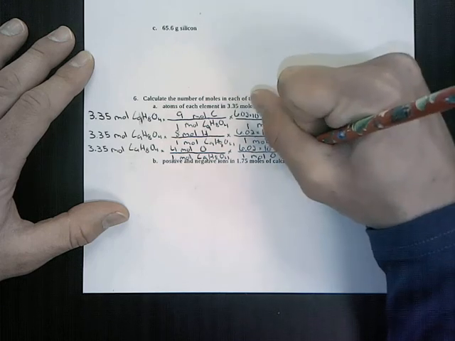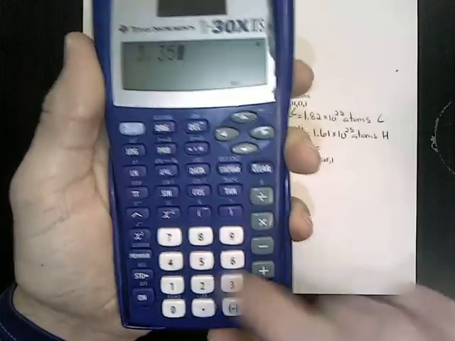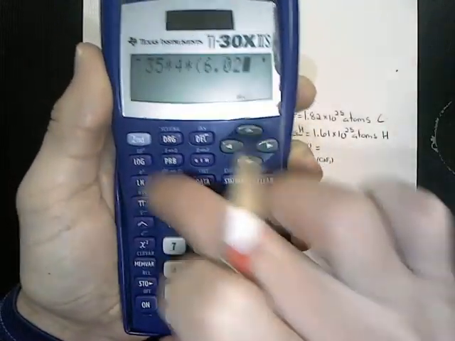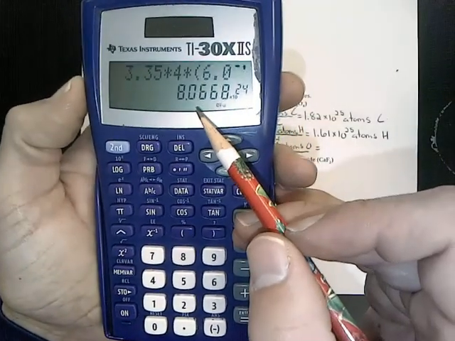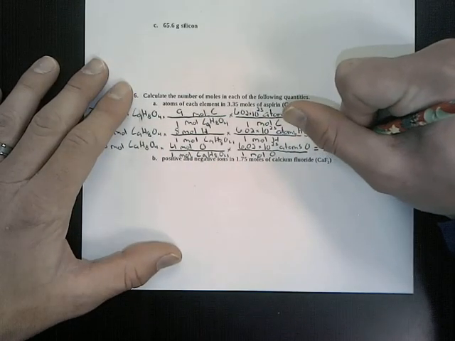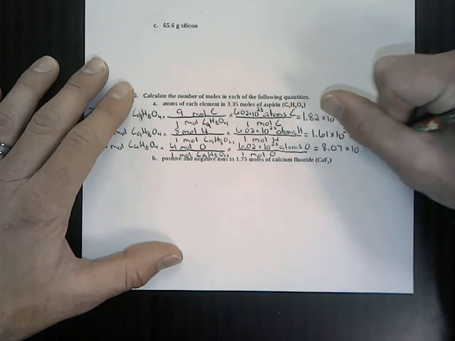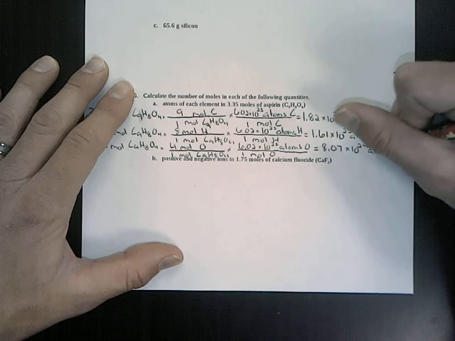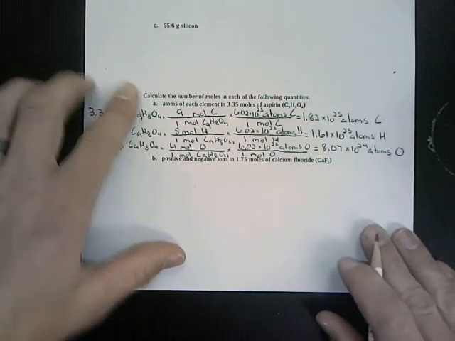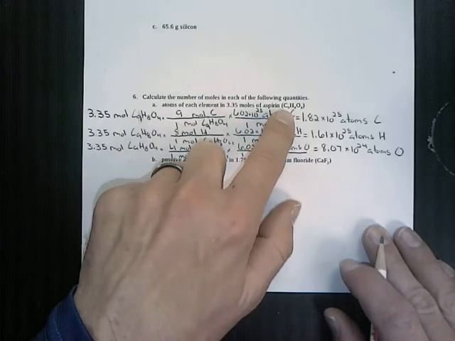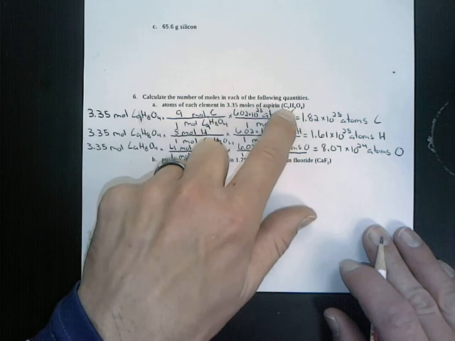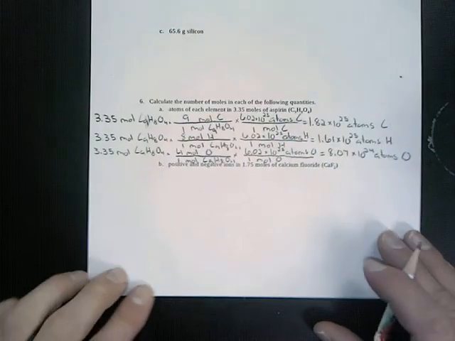Okay. We press in our calculators 3.35 times 4 times 6.02 times 10 to the 23rd, and we press enter, so we get a value and we round. 8.07 times 10 to the 24th atoms of O. Okay, I know that's kind of squeezed in here, but the key thing is 1 mole of aspirin is equal to the number of moles of individual elements seen by that subscript.